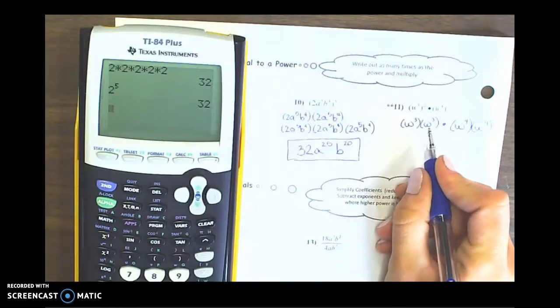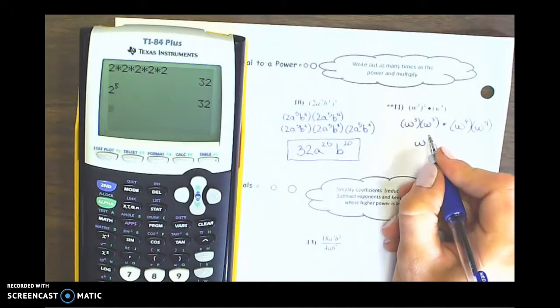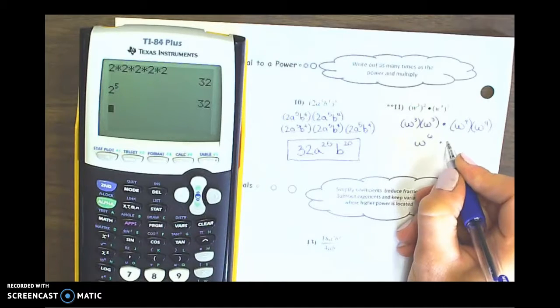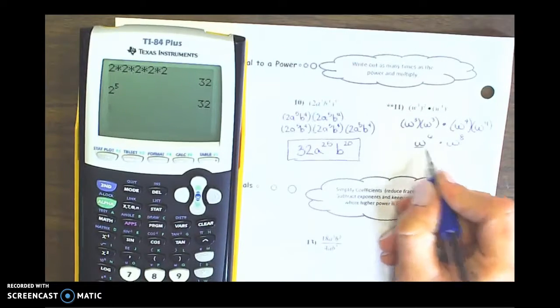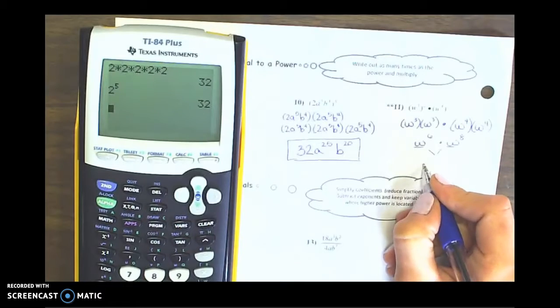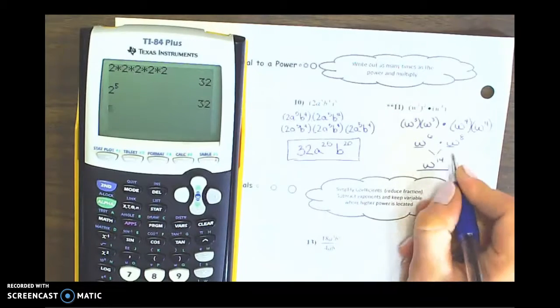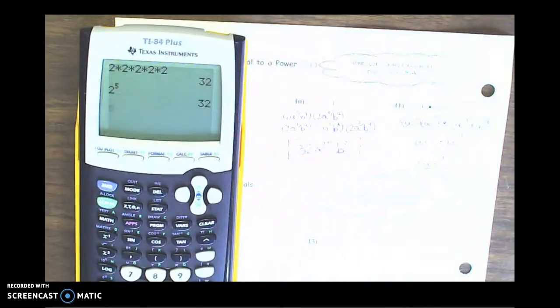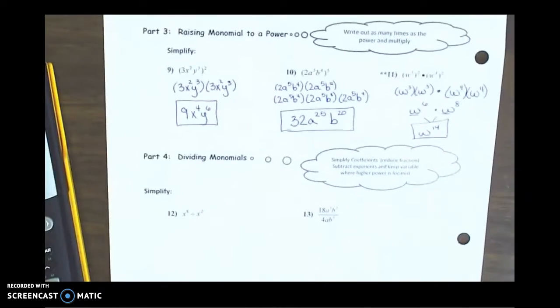So here, we're going to add the exponents, so w to the 6th times w to the 8th. But wait, these are both w, so we can combine them to get w to the 14th. And we've got it. All right, last section for today, dividing monomials.